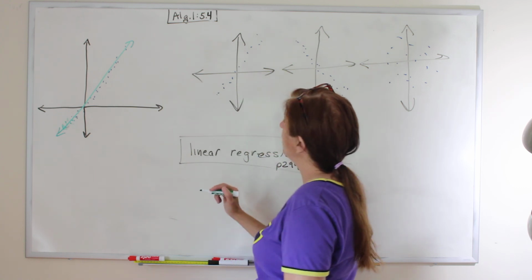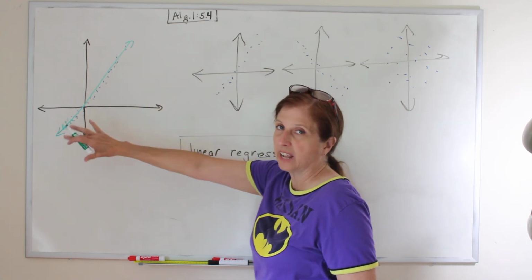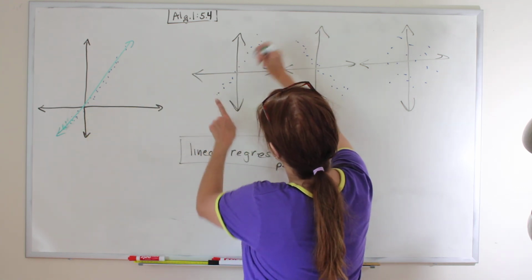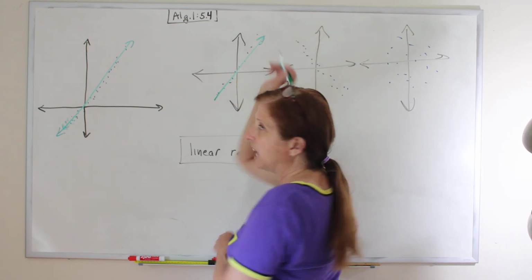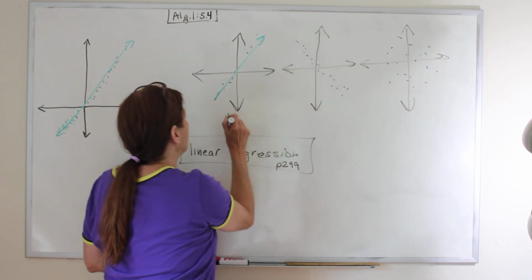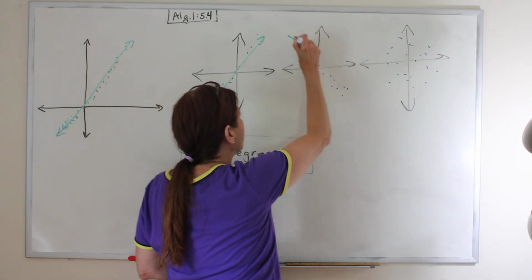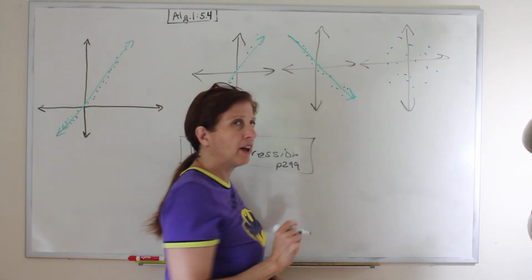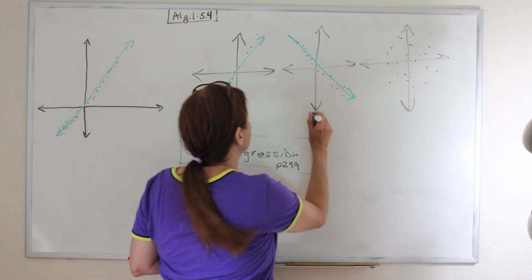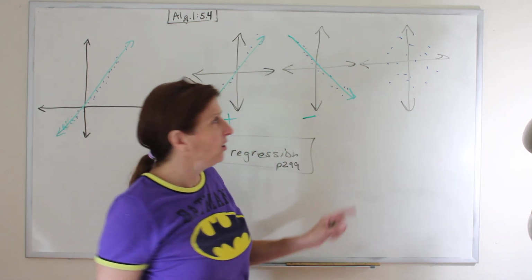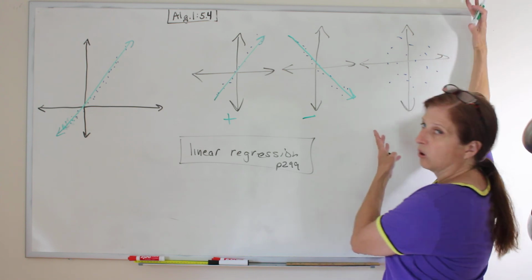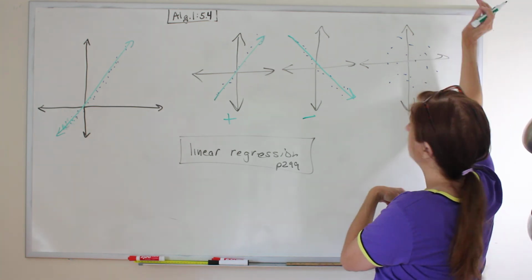Alright, when you have your data, you can make your line where it goes up, and that is called having a positive correlation. Your line could go down. Guess what that one's called? You're right! It is a negative correlation. Or you could have no correlation. Dots everywhere. No line to draw.